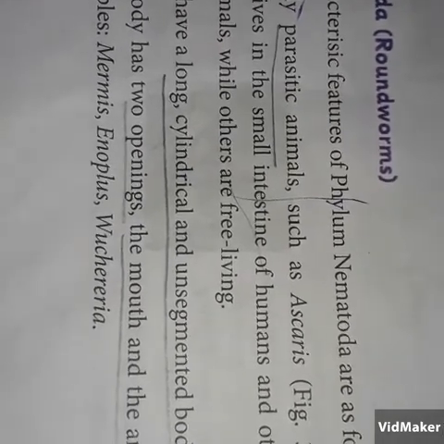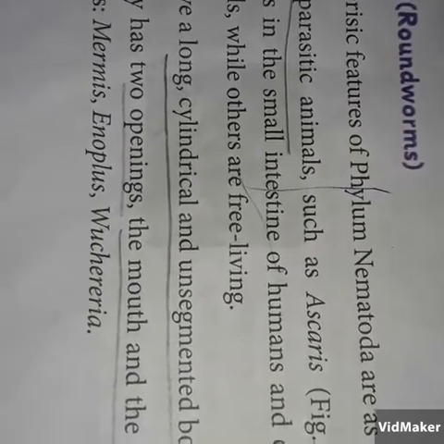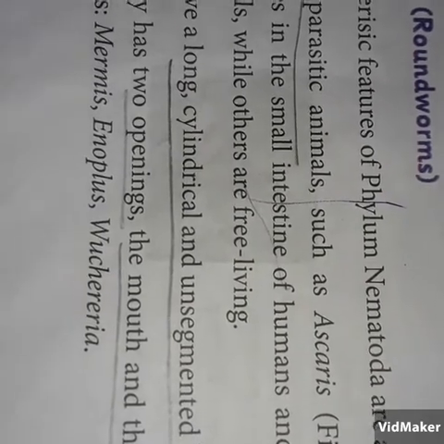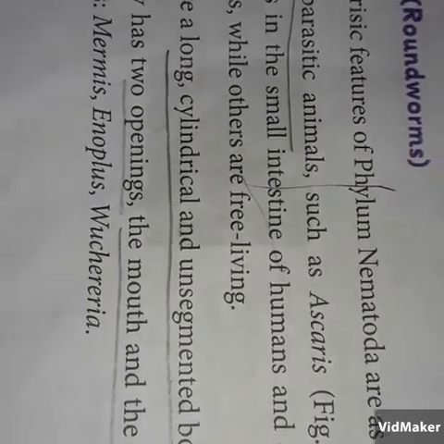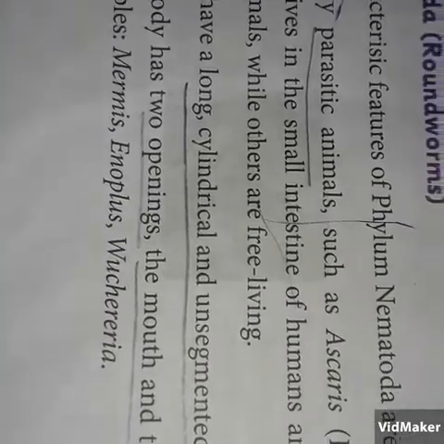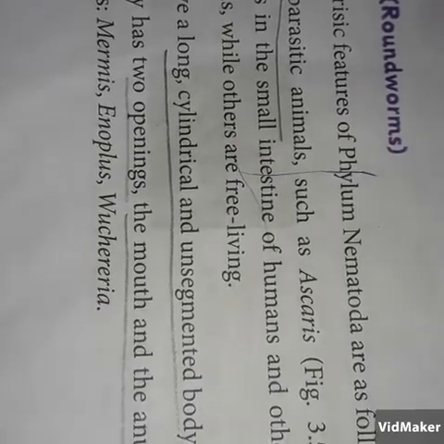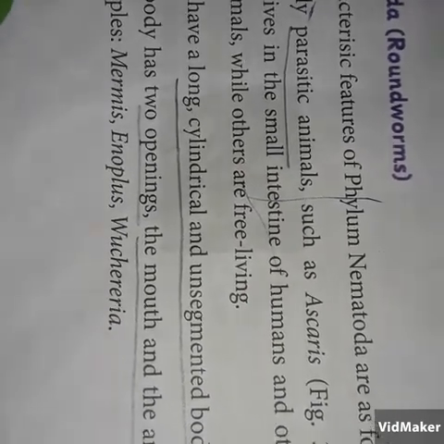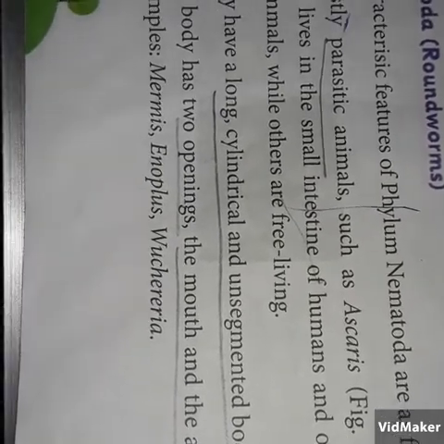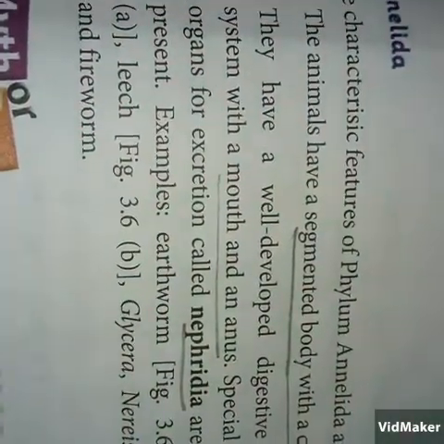Then Nematoda. The characteristic features of phylum Nematoda are as follows. First point, mostly parasitic animals such as roundworms that live in the small intestine of humans and other mammals, while others are free living. Second point, they have a long, cylindrical and unsegmented body. Third, the body has two openings, the mouth and the anus. Examples: Ascaris, Wuchereria.